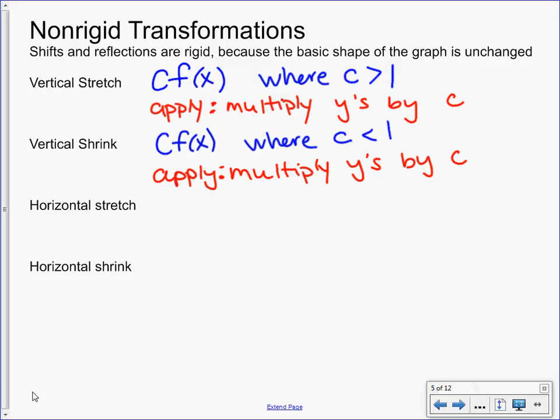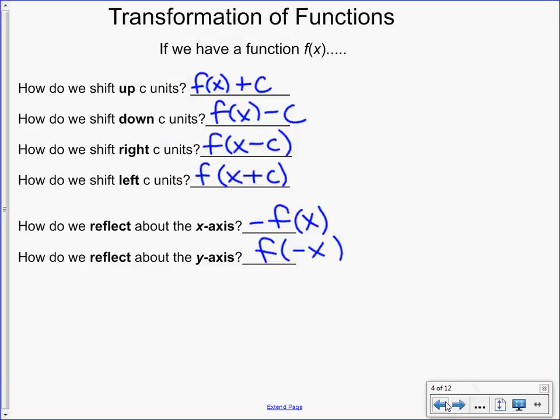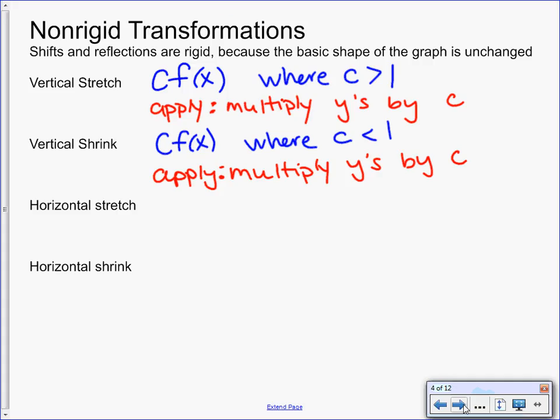Do you remember how, if something was inside our function, these left and right shifts are backwards from sometimes what we would like them to be? When we think plus, we want to go to the right. Anytime we are inside, things are affected kind of the opposite way. So I want you to keep that in mind when we're talking about our horizontal stretches and shrinks.